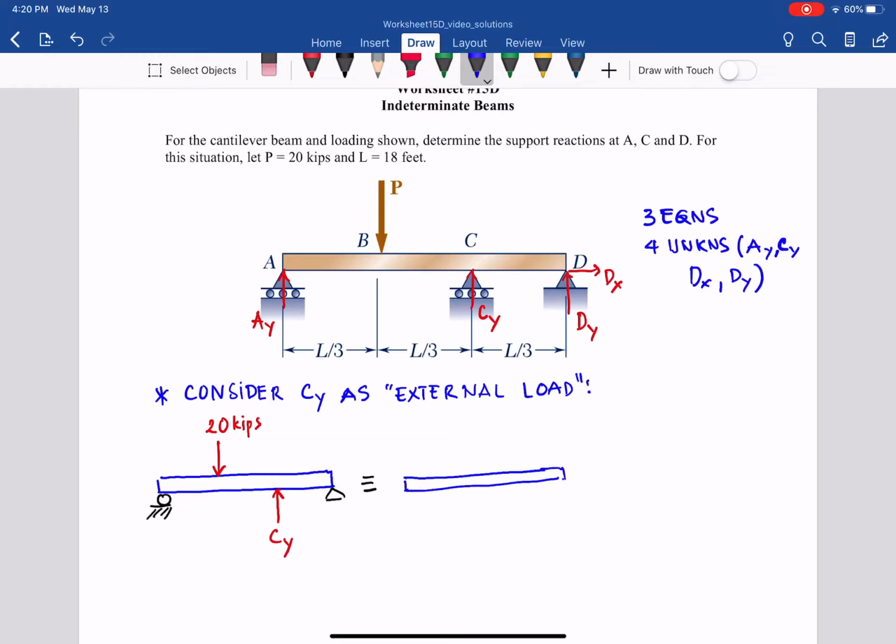So it equals a simply supported beam, roller and pin, with 20 kips going down, plus the simply supported beam, roller and pin, with CY going up. CY going up. So how can we, and all is figure 5.